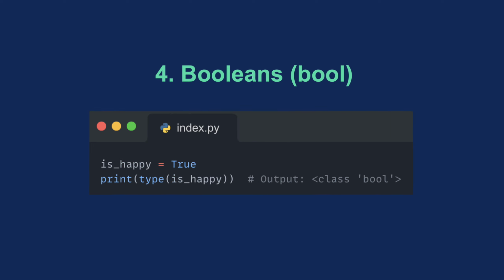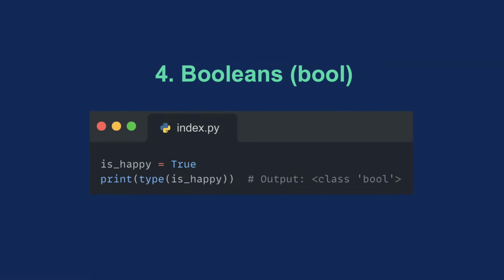Data type number 4 is booleans. This is our last data type in primitive. You can see is_happy is assigned to True. Python says it's class bool when you use the type function to identify the type. So bool is short for boolean. Booleans only have two values, True and False. Please notice that True and False are written with capital initial letters. This is different from other programming languages like JavaScript, where true is all small letters. They are great for checking conditions like if something is true, do this. If something is false, then do that.